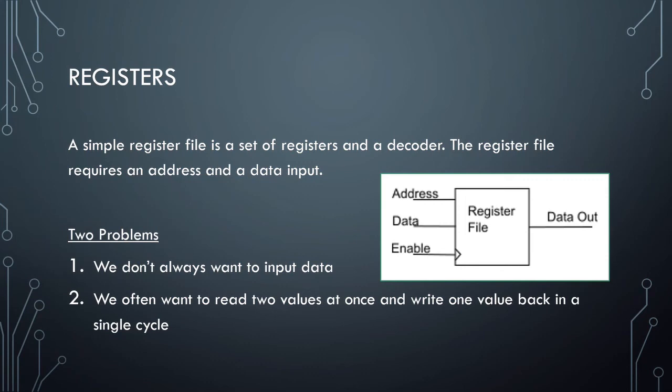The issue here is we don't always want to input data. Sometimes we need to read it too, and that's where the decoder comes into play. And sometimes we need to read two values at one time. So you can see in this illustration, in our register file, we have an address and we have one line for data coming out. But sometimes we need to read two values at once and we need to add a value back into the register. For example, if you're pulling a number from register 1 and a number from register 2, you need to add those together and store the result back in register 1. How do we do that?